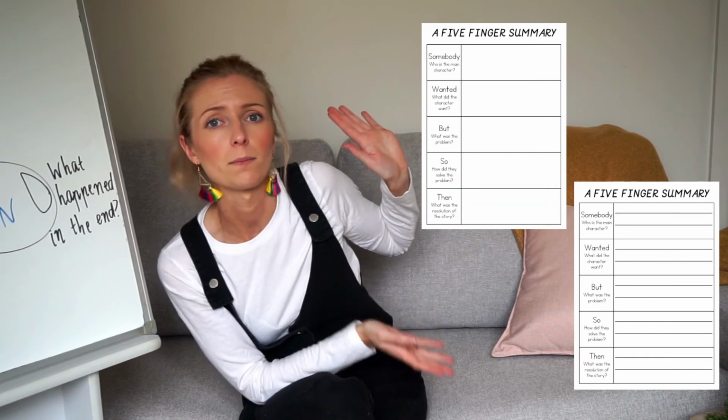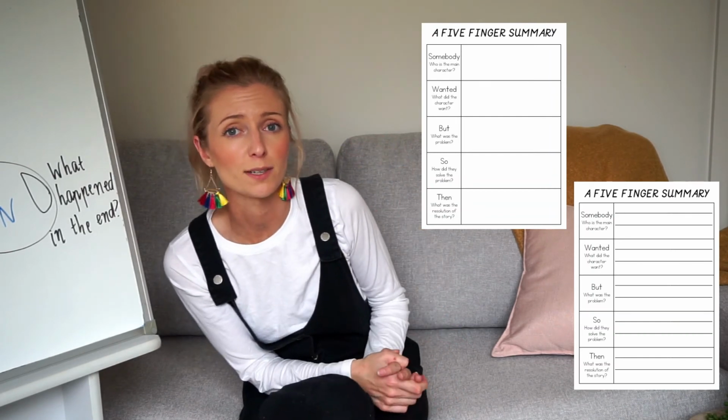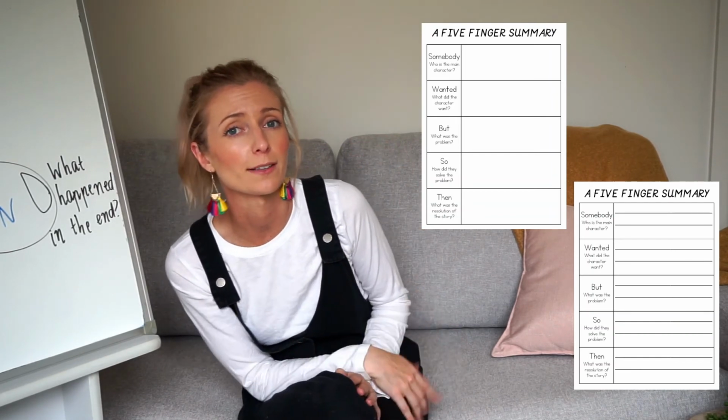I also have a few worksheets that I have used over the last couple of years. I'll put them on the screen now. They're nothing fancy, pretty simple, so you could definitely recreate these sorts of things at home. You could also create what we referred to in our problem solution episode as a flipperama, where you create the tabs and under each one draw or write what happened. So tab 1 would be somebody, wanted, but, so, then.